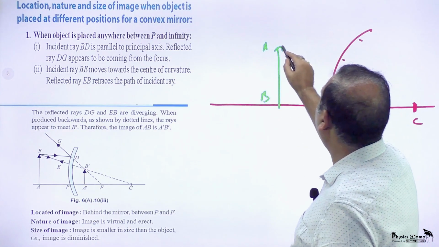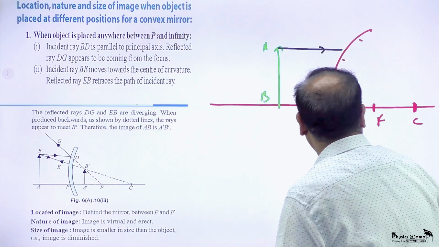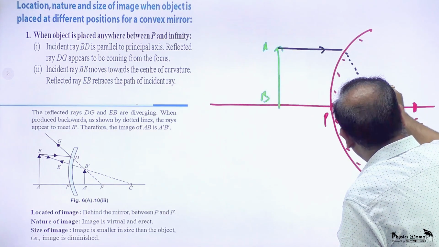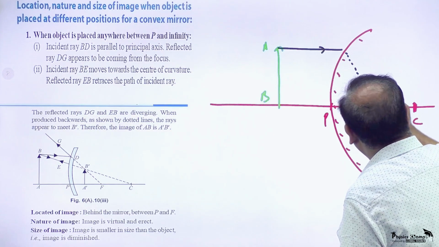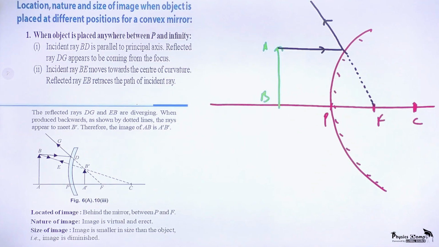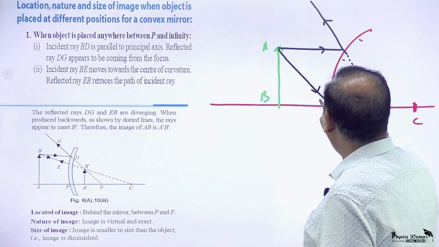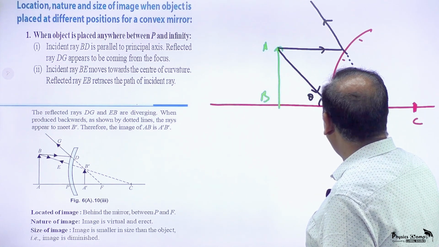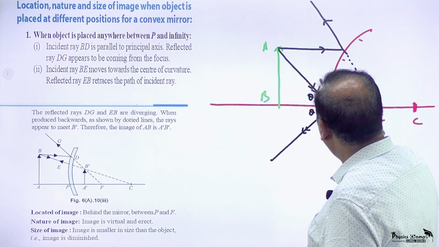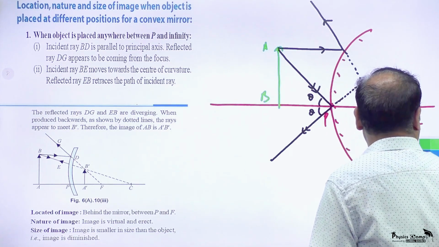First ray, incident parallel. अब ये कहाँ जाएगी? Parallel incident हुई है, तो it will reflect, but it will appear as though it is coming from focus. अब second beam क्या होगा? Second beam ये आएगी. At an angle say theta, it will reflect back at the same angle theta. And as a result, you will find the image A dash B dash here.